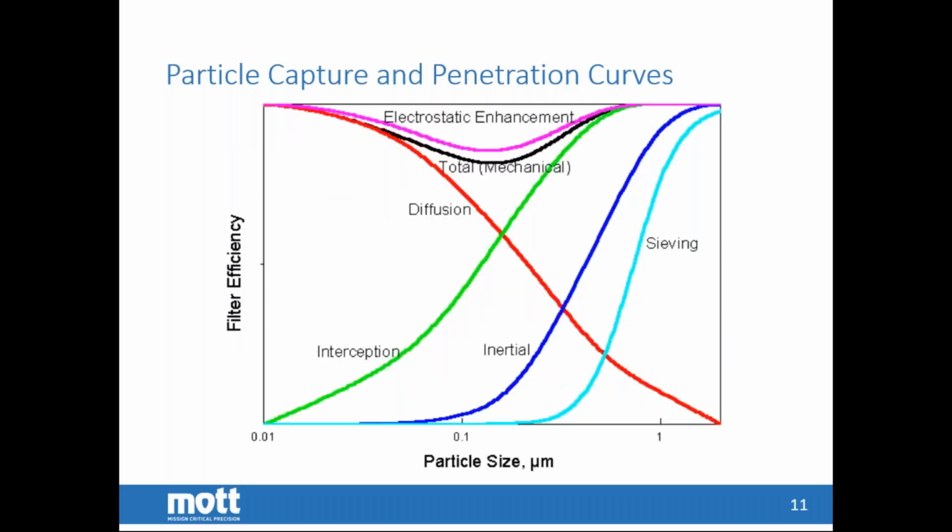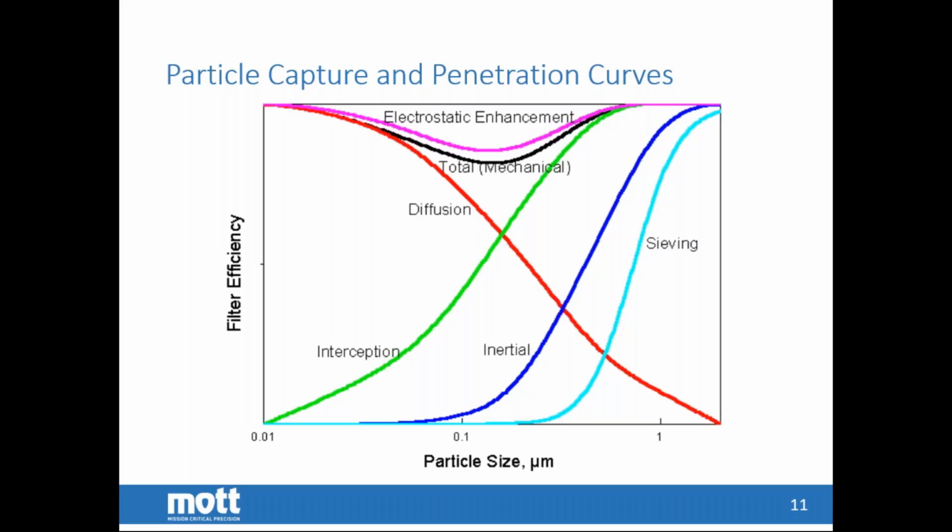This particular graph just shows the different types of filtration mechanisms and their efficiencies. As you can see, interception, for example, doesn't work great for filtration efficiency on small particle sizes, but as the particle sizes get bigger, the filtration efficiency gets much better. Diffusion, on the other hand, is the exact opposite. It works great with small particles, but as those particles get bigger, the filtration efficiency drops off.